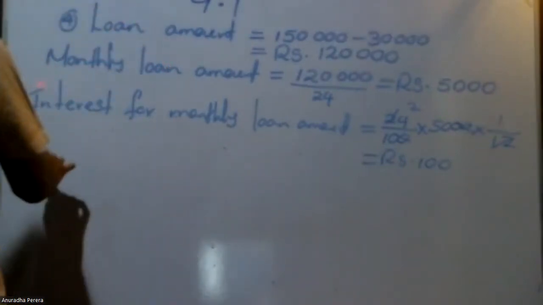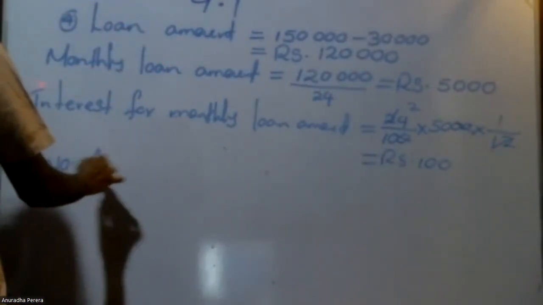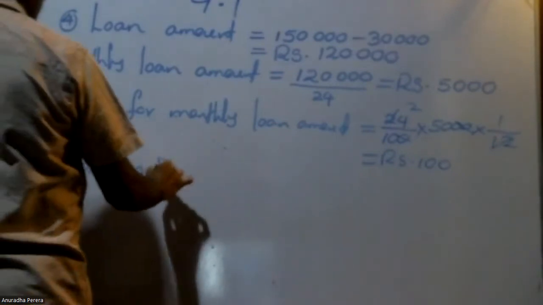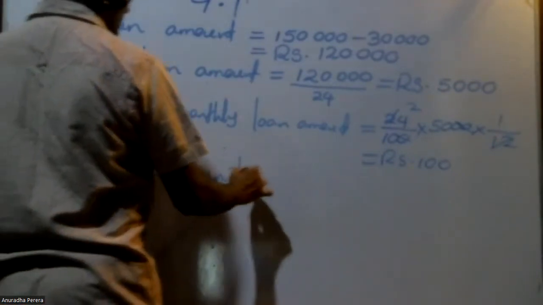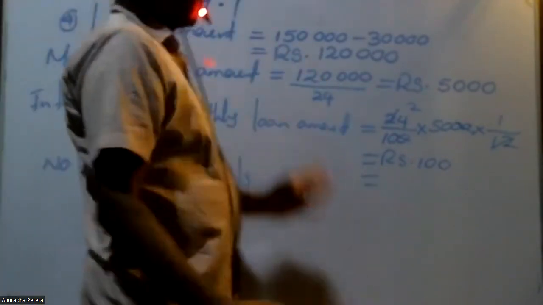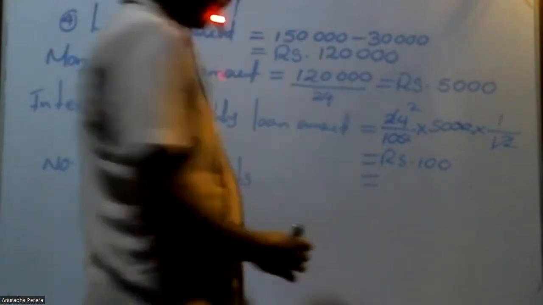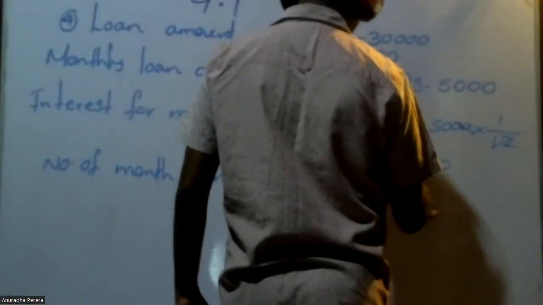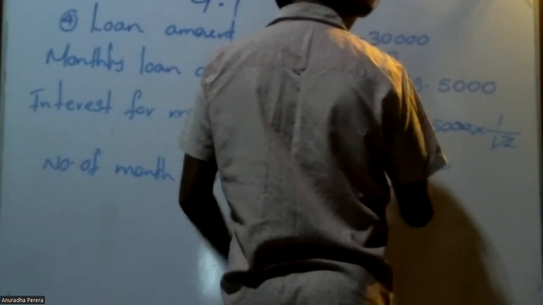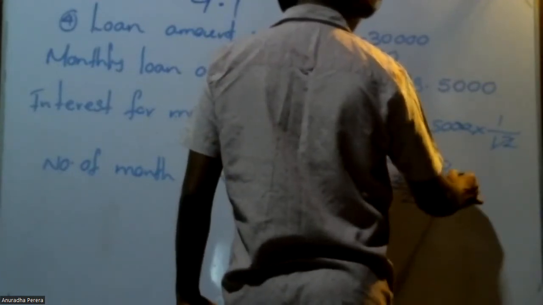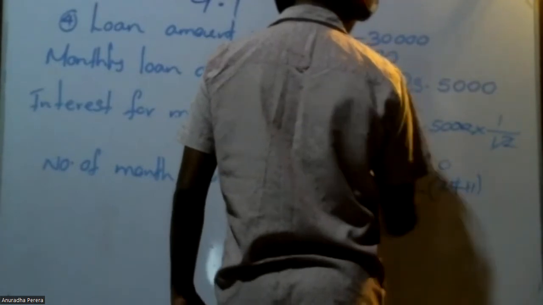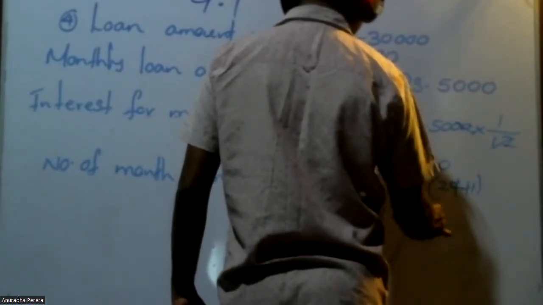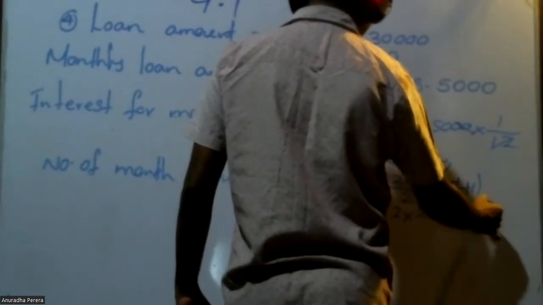Then number of month units. Number of installments, 24. 24 over 2, 24. 25 plus 24 plus 1. 12 into 25 is 300.